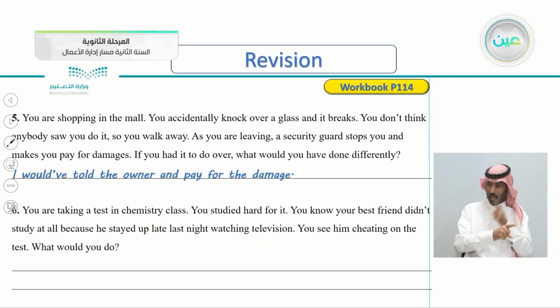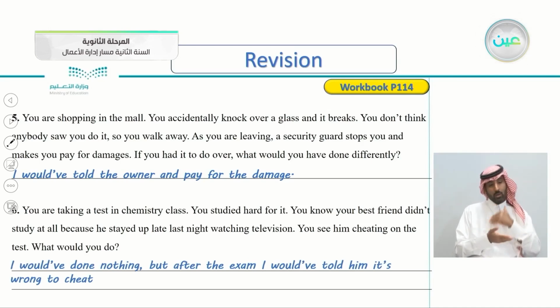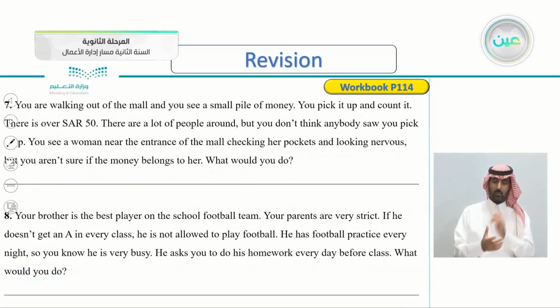So we have different answers. I would have done nothing, but after the exam, I would have told him it's wrong to cheat and maybe make him go to confess to the teacher. Maybe the teacher will give him a second chance. So while taking the test, I would have done nothing, but after the exam, I would have told him it's wrong to cheat and maybe make him go and confess what he did wrong to the teacher.